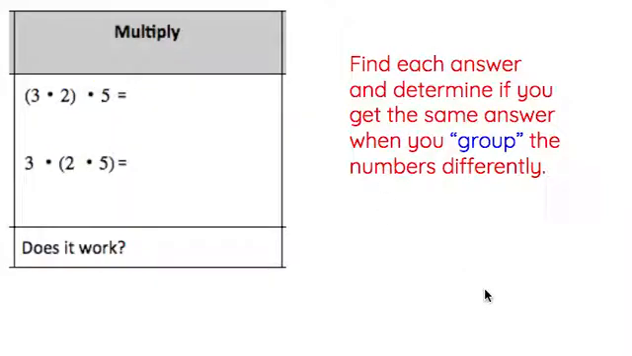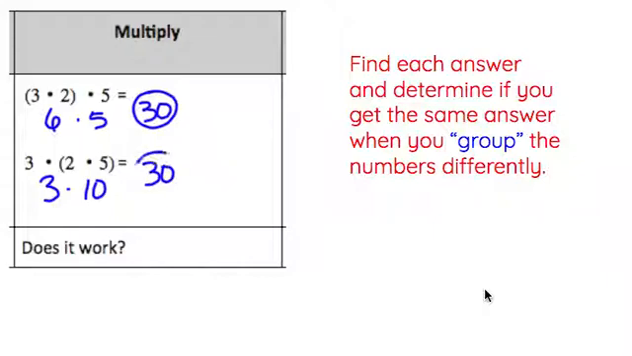Now do the same for multiplication. Figure out your answer and then type in yes or no if it works. So when we change the grouping for multiplication, notice that we got the same answer both times, 30 and 30. So does this work for multiplication? Yes.